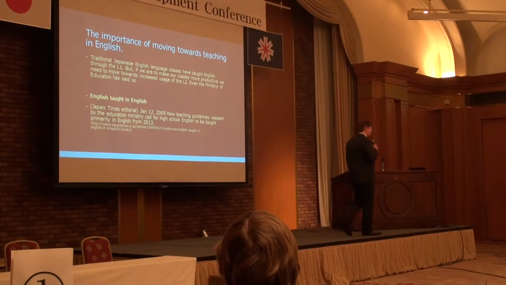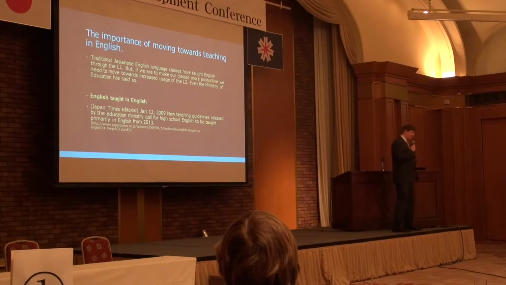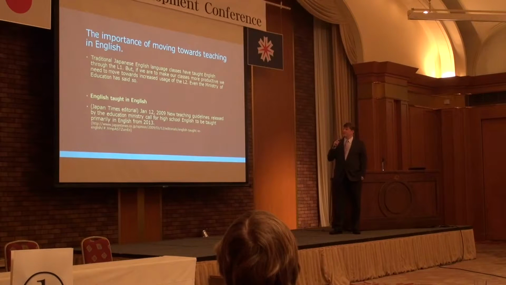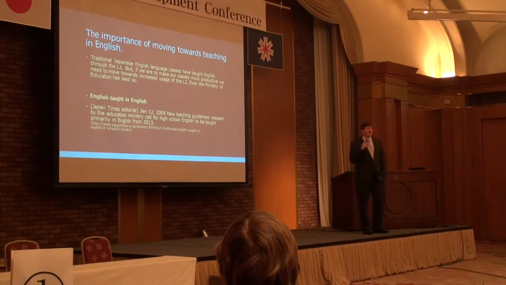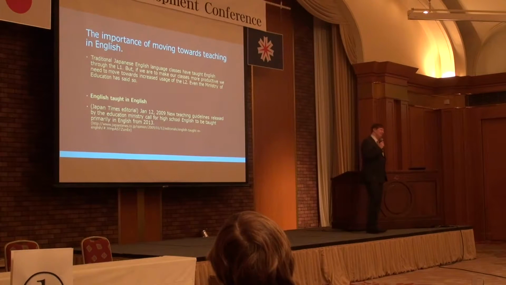And this is in spite of the fact that the quote at the bottom is from 2009. The ministry has been asking for years for the classes to, at least at the high school level, to start moving into all English classes. I took this, it was one of the first things that came up off the Japan Times archive. January 12, 2009, English taught in English. New teaching guidelines released by the education ministry call for high school English to be taught primarily in English from when? From 2 years ago. Are we getting there?